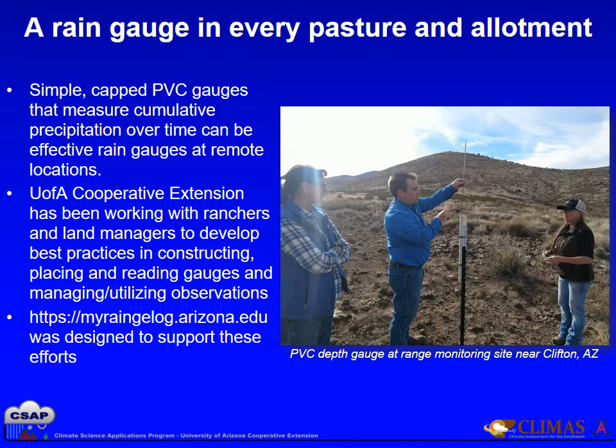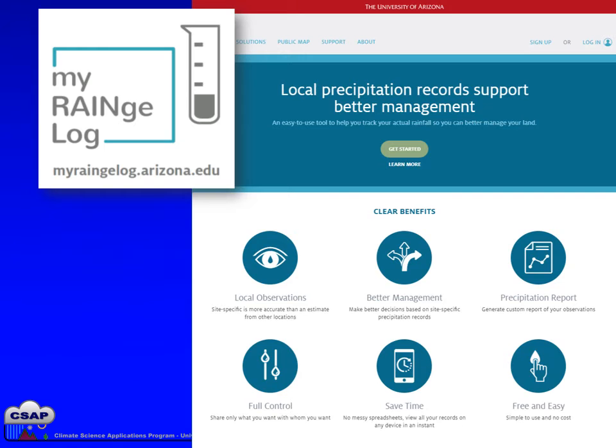myRAINge log was co-developed with these partners and designed specifically to support the collection, management, and interpretation of cumulative precipitation observations at remote sites. myRAINge log is a free account-based online tool that works on desktop web browsers and smartphones alike. A single account can have unlimited gauges.